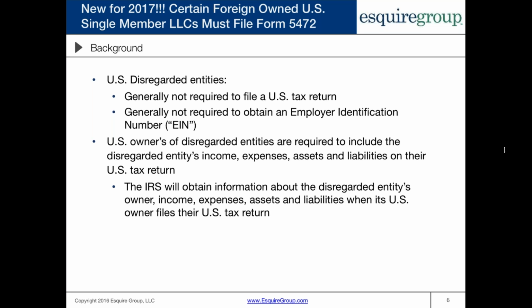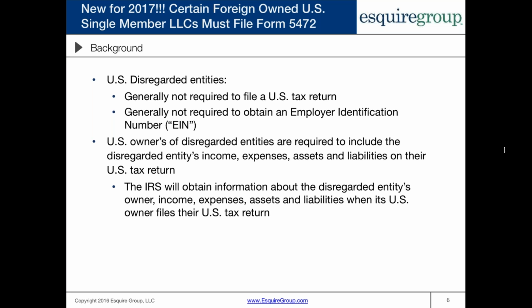Likewise, if you had a United States corporation that owned a disregarded entity LLC, all of that LLC's income and expenses would be included on that U.S. corporation's income tax return, and its assets and liabilities would also be included on that U.S. corporation's tax return balance sheet.